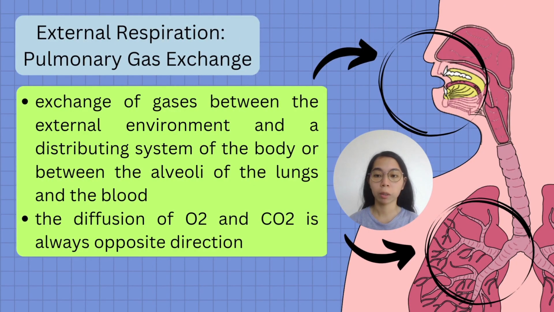So now we will talk about external respiration, which is also known as pulmonary gas exchange. It is the exchange of gases between the external environment and the distributing system of the body, or between the alveoli of the lungs and the blood. The diffusion of oxygen and carbon dioxide is always in opposite directions.